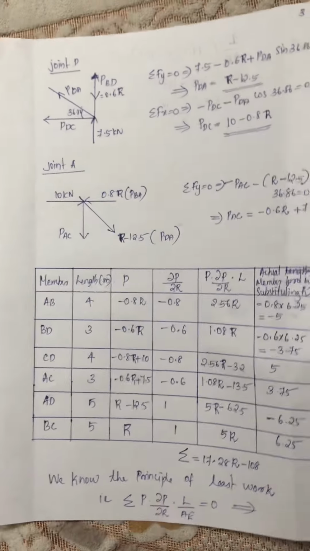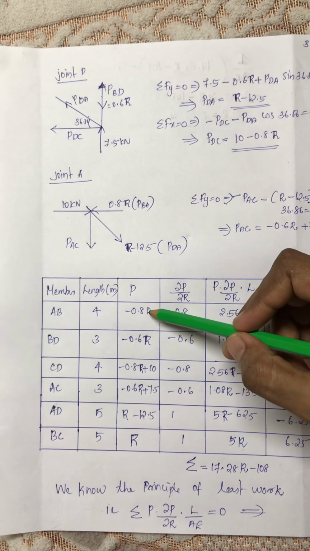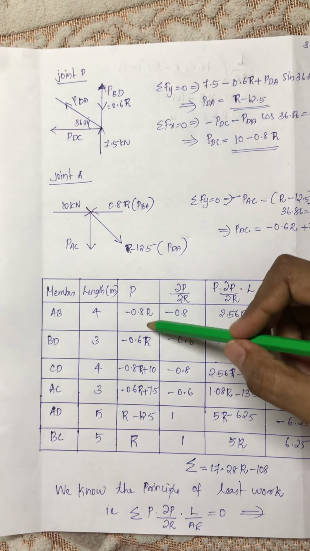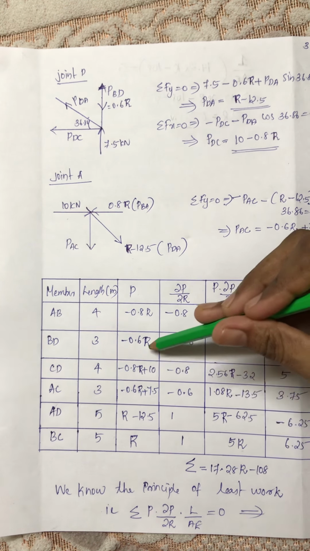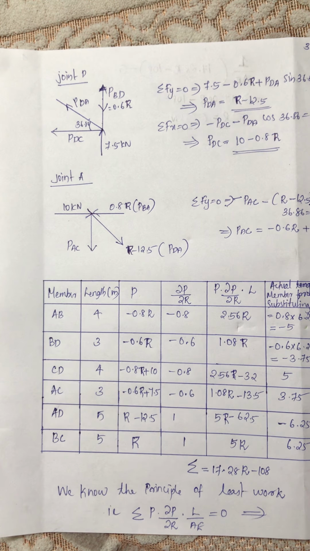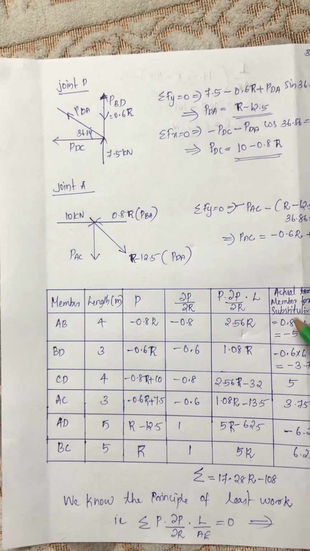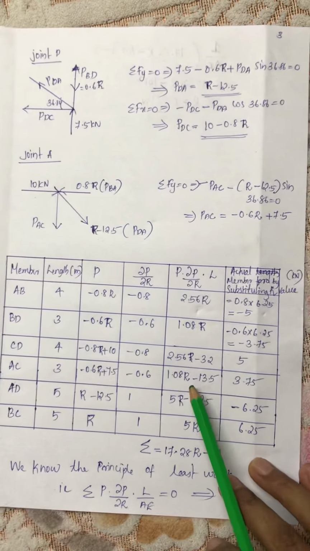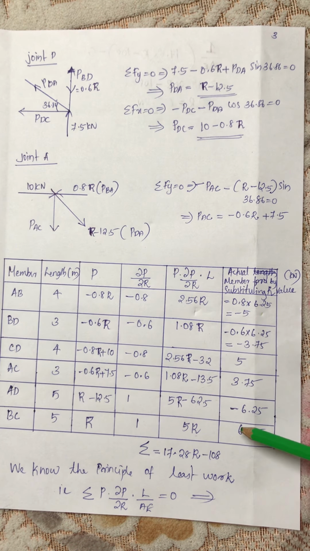So here we got the redundant R equal to 6.25 kilonewton. Then just substitute R in the column for P, that is minus 0.8 into R equal to minus 0.8 into 6.25, equal to minus 5. Then minus 0.6 into R is the member force in BD, that is equal to minus 0.6 into 6.25, minus 3.75. Likewise, find out all the actual member forces, that means the member forces for AB, BD, CD, AC, AD and BC. So these are the actual member forces in the truss.